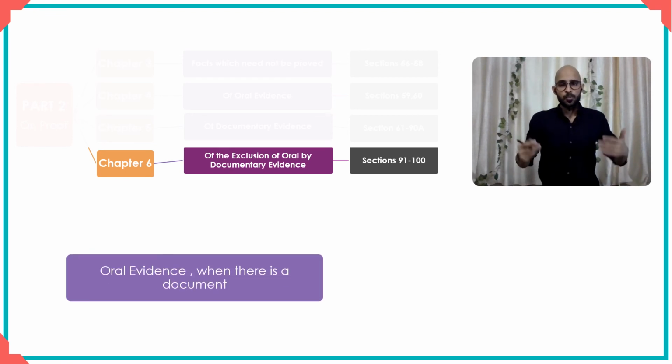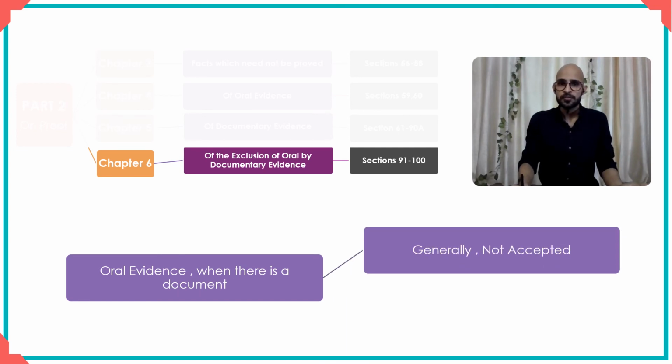So, when there is a document, what do we do with oral evidence? Do we accept it or do we not accept it? Do we completely dismiss the oral evidence? Well, sections 91 to 100 talk about what is done when you have a document for a certain fact and you also have oral evidence. So should you take the oral evidence or should you not take it? So the provisions basically deal with the question of whether you will accept oral evidence or not.